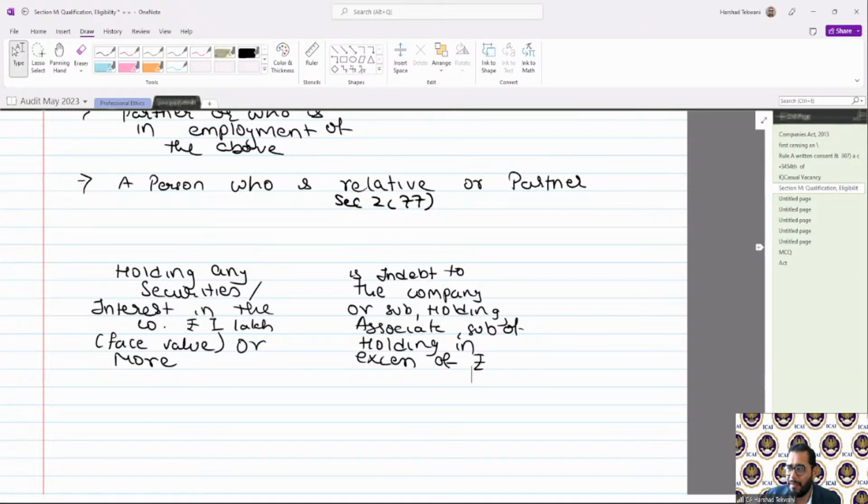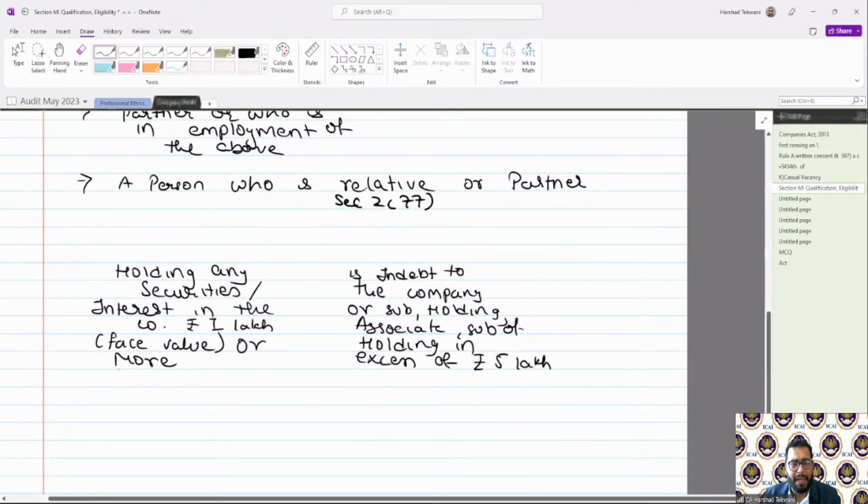Now, what is the limit that has been prescribed? For the purpose of this particular clause, a relative or partner who is in debt for an amount more than 5 lakh rupees. So the prescribed limit is 5 lakh. Then he will not be eligible. That particular person whose relative or partner it is will not be eligible to be appointed as an auditor.